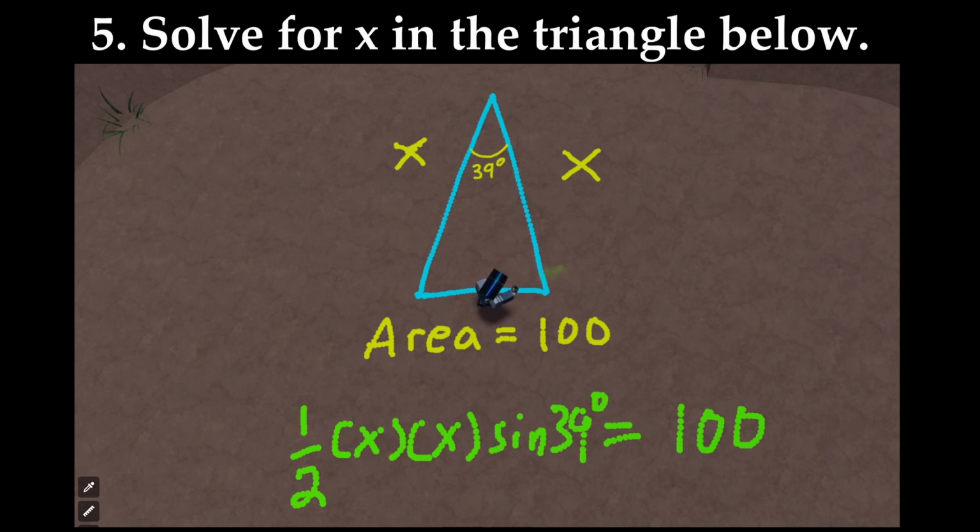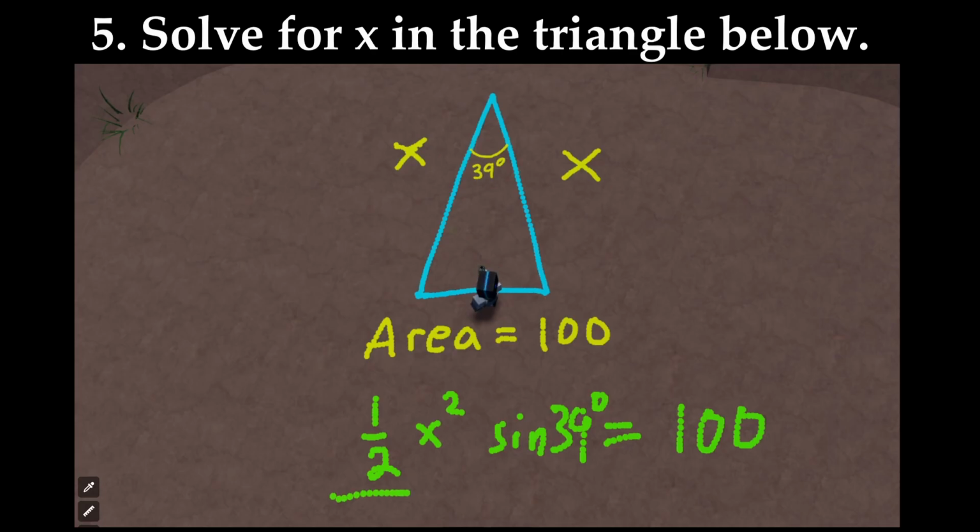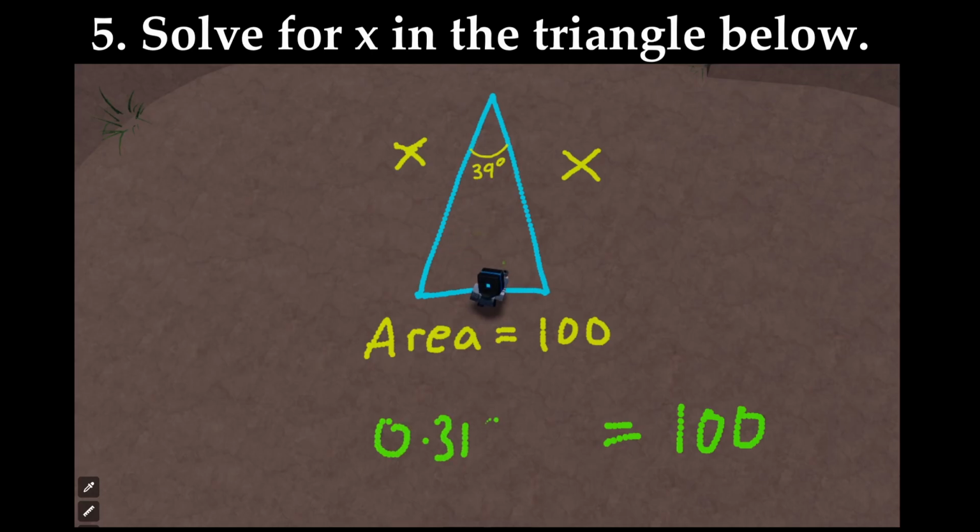X times x is just x squared. So I can say this is just 1/2 x squared. And then now what I'm going to do is multiply 1/2 and sine of 39, so I know what the right coefficient is for x squared. So 1/2 times sine of 39, if you do that, you should get a coefficient of 0.315. And that's the coefficient of x squared.